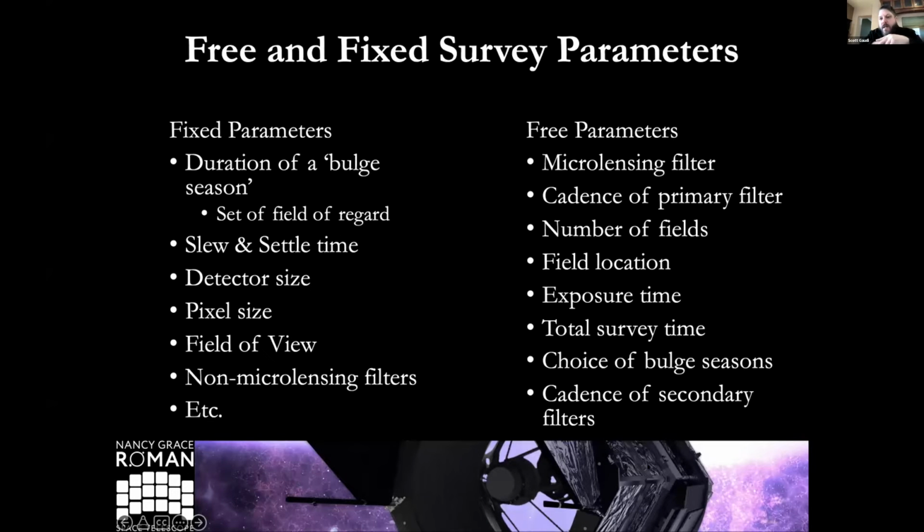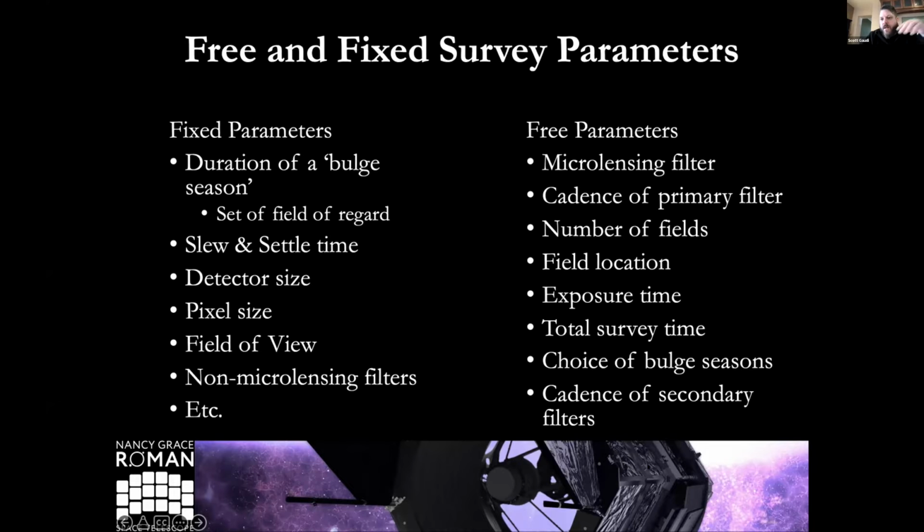And then there were things that we did have some control over. The microlensing filter was custom made for the Bulge Time Domain Survey. It spans roughly 1 to 2 microns. And of course, we can change the cadence, the number of fields, the field location, the exposure time, the total survey time, and choice of the bulge seasons, which of the ones we choose, and then the cadence of the secondary filters. And of course, not all of these are independent. For example, when you fix the cadence and the number of fields, then the exposure time is basically set once you include the slew and settle time.